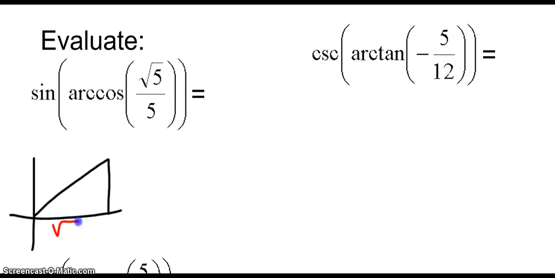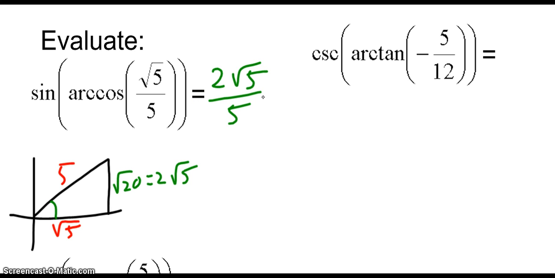So it is adjacent over hypotenuse. So then if I do the Pythagorean theorem, this becomes 25 minus 5 is 20. This side is the square root of 20, or 2 root 5. So now I'm looking at this angle. What is the sine? It is 2 root 5 over 5.